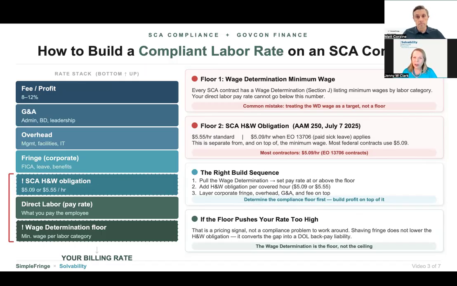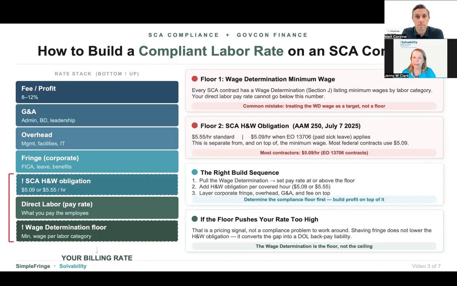Okay, so let's talk about floor number two. That is the SCA H&W obligation. And I usually see it in payroll systems as cash in lieu or CFB, cash in lieu of fringe benefits, because I'm always looking at payroll codes. Yep. And you were pointing out that it's 5.55, but there's an executive order 13706, which required 56 hours of sick leave per year.